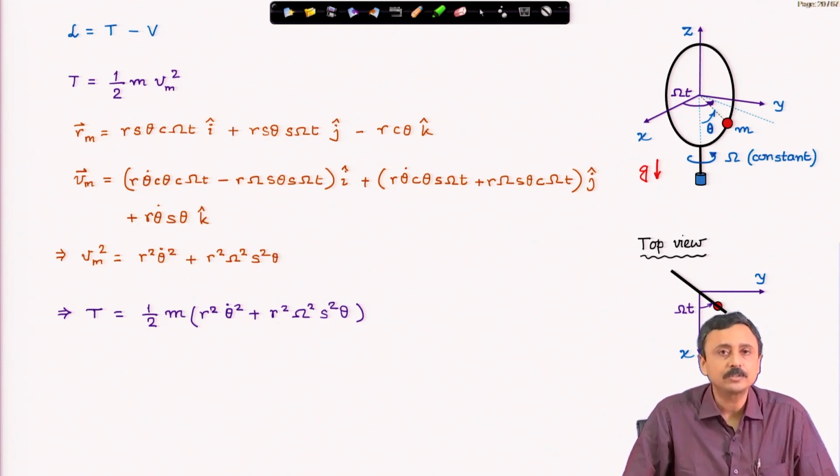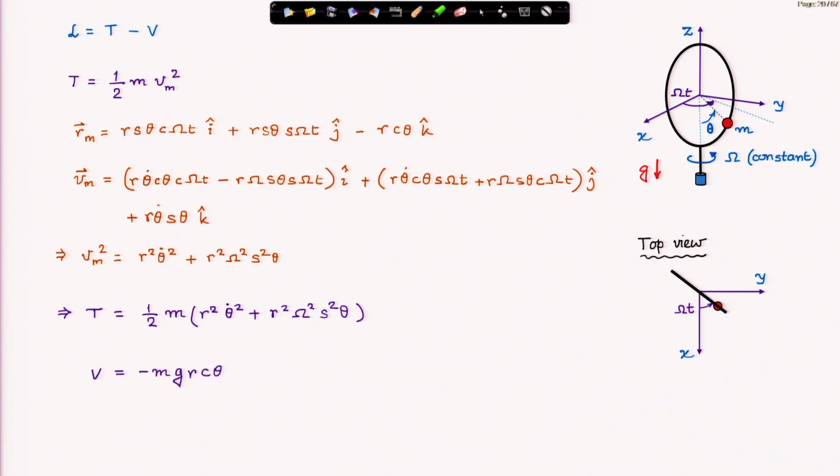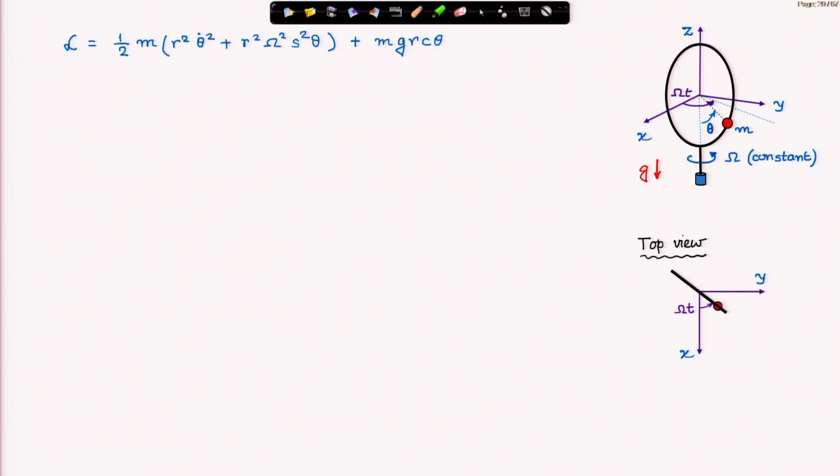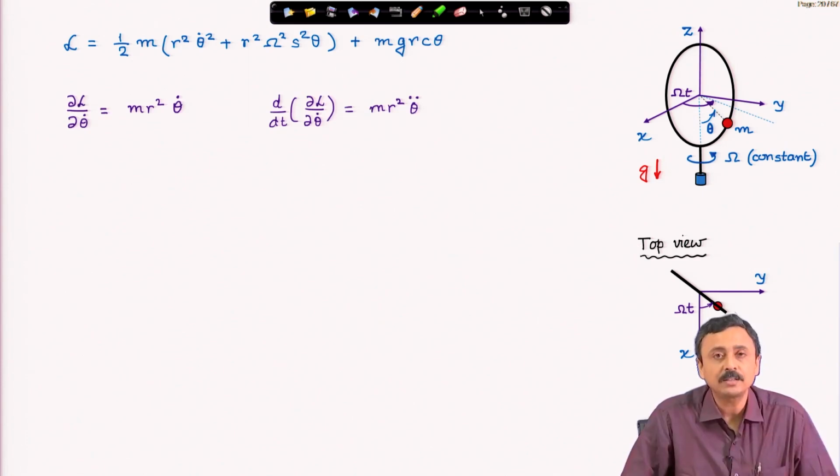This is the total kinetic energy of the system, which is basically the kinetic energy of the bead. Potential energy of the system is straightforward, it is in a uniform gravitational field, minus mgr cosine theta. The datum is the xy plane. The Lagrangian therefore is the kinetic energy of the system minus potential energy of the system, which is of this form.